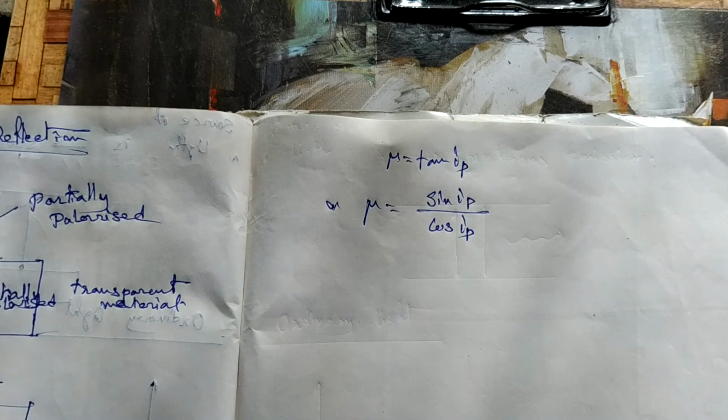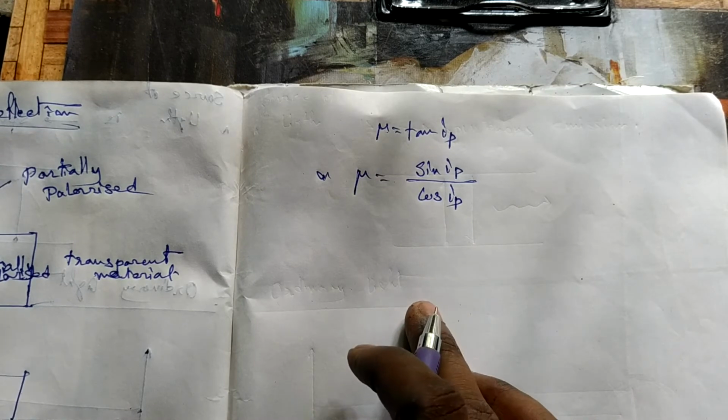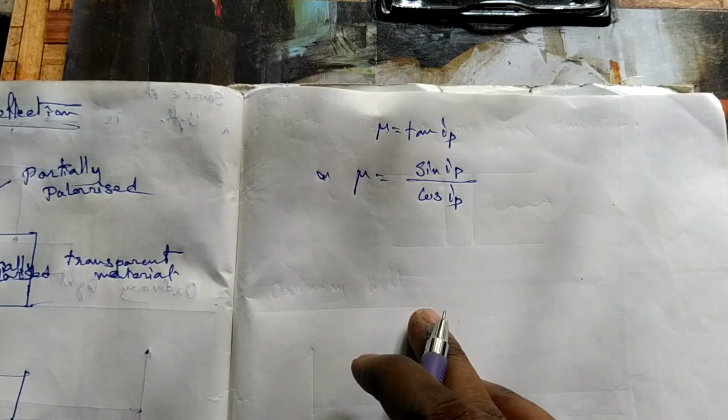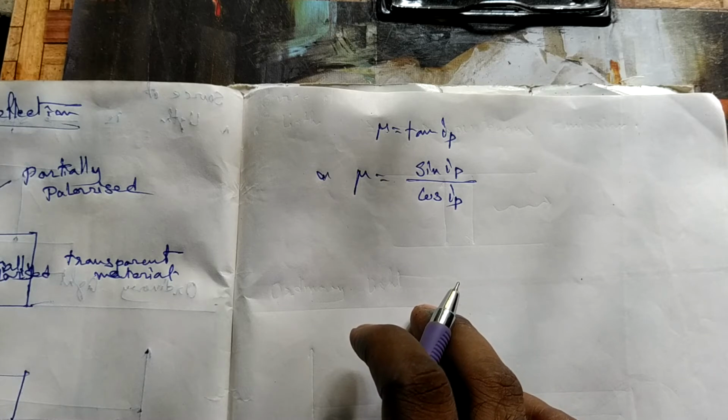In our written notes it may be written as a single p, but in our lecture I am writing it as IP. Another thing: in my PDF notes I wrote mu is equal to sin p by sin I, but this is not actually sin I.